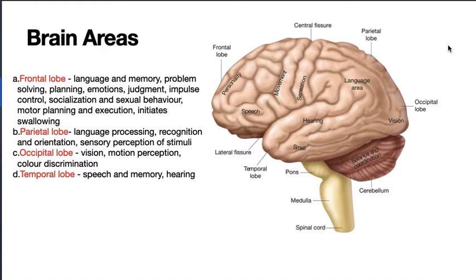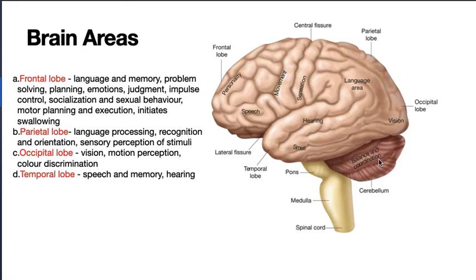So we've got brain areas. The cerebrum is made up of the frontal lobe. This controls things like language, memory, problem solving, planning, emotions, judgment, impulse control, some sexual behavior, motor planning, and execution. We've got the parietal lobe up here: language processing, recognition and orientation, sensory perception of stimuli. Then we've got the occipital lobe back here. This is vision, motion perception, color discrimination. Then here we've got the temporal lobe, which is speech, memory, and hearing.